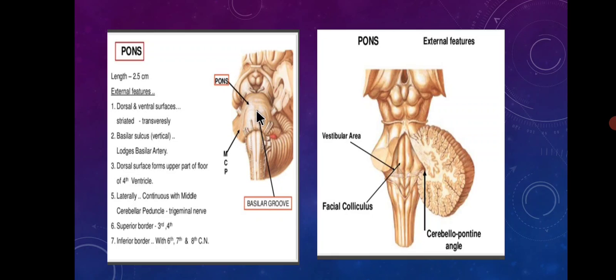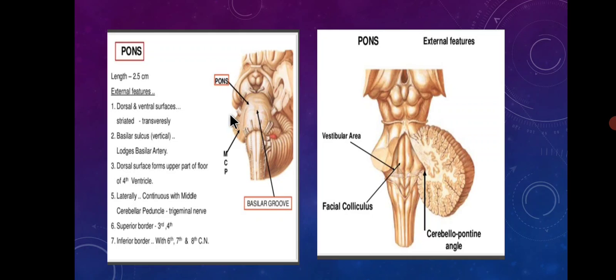The ventral surface is convex in all directions, but at the median plane there is one groove called the basilar groove that lodges the basilar artery. Then on this surface there is one root, the larger sensory root, and the smaller motor root of the trigeminal nerve is present.